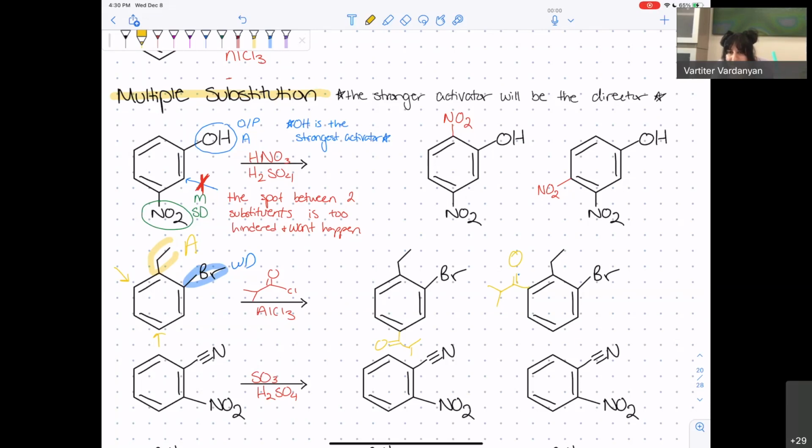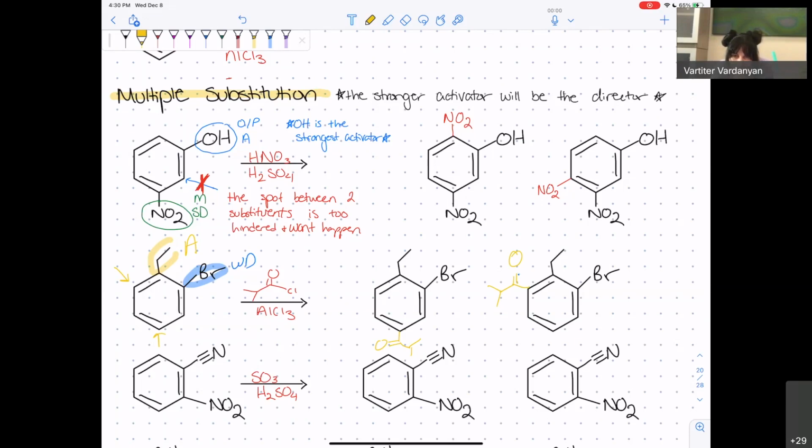Yes, so I meant to say NH2. So Friedel-Crafts doesn't work with a strong deactivator or NH2. My bad. NO2 also doesn't work, but NH2 is not a deactivator. That's why I kind of put emphasis on it.